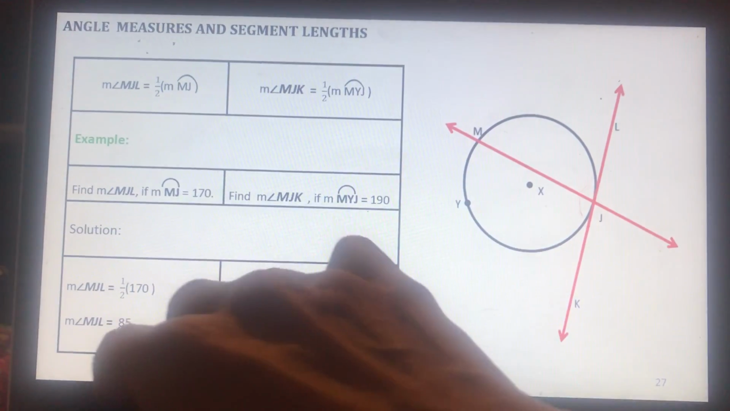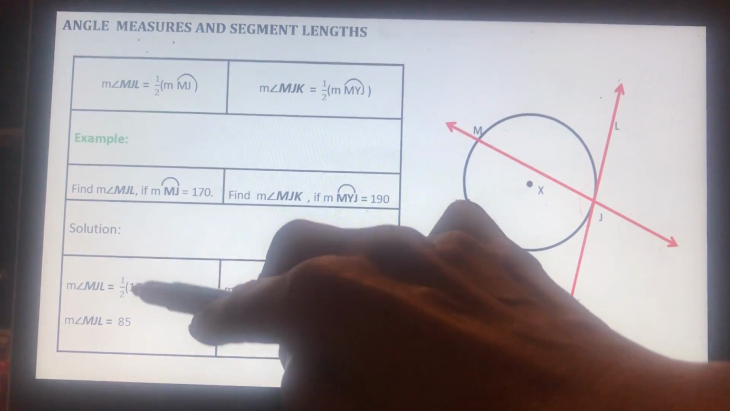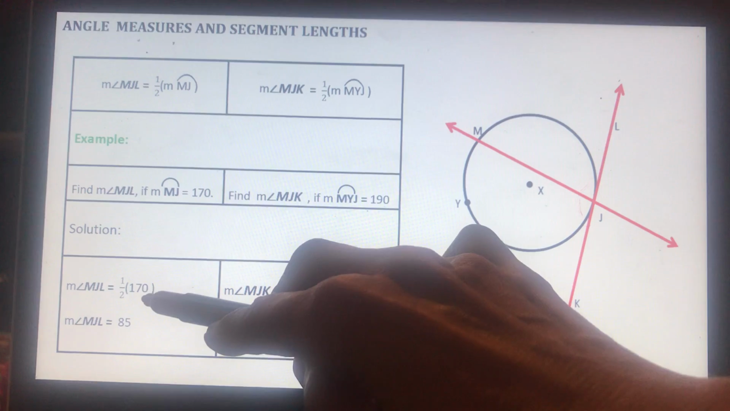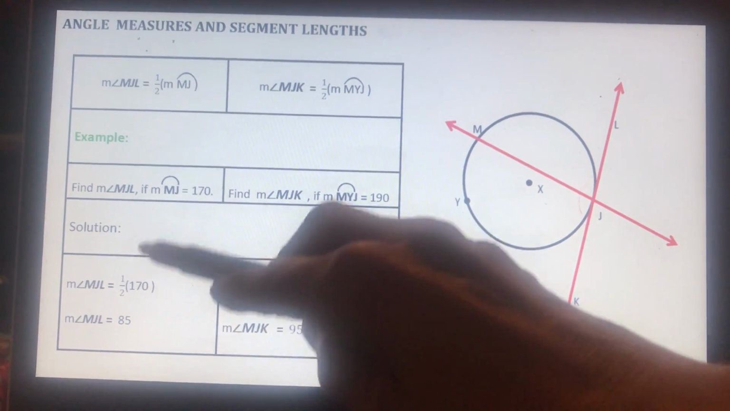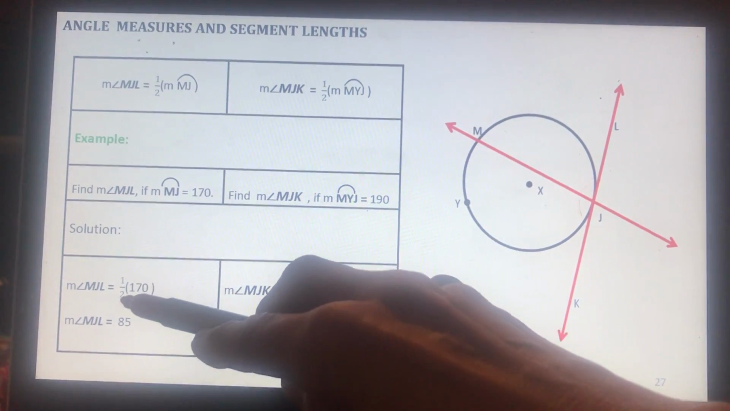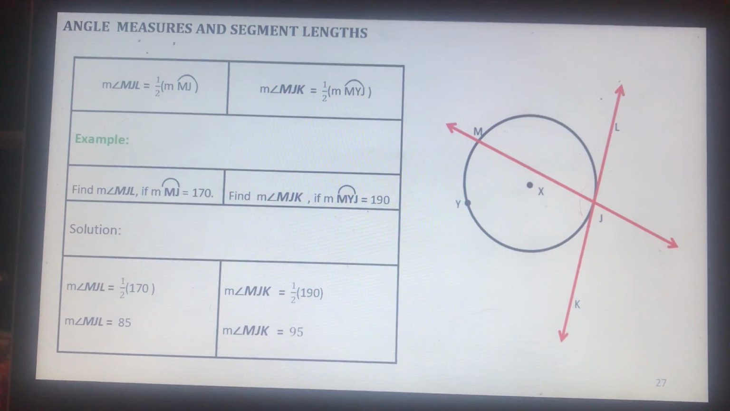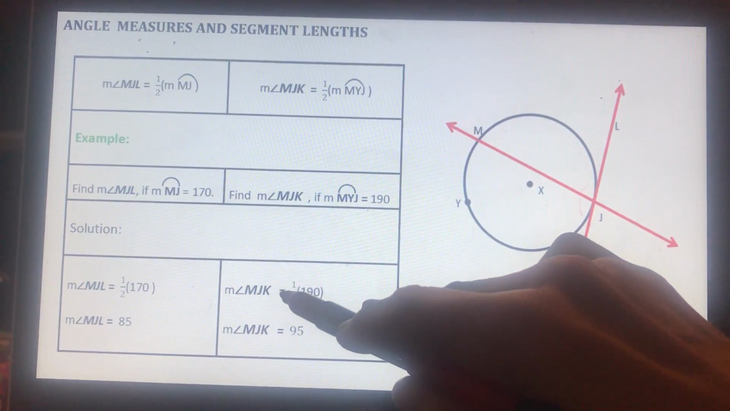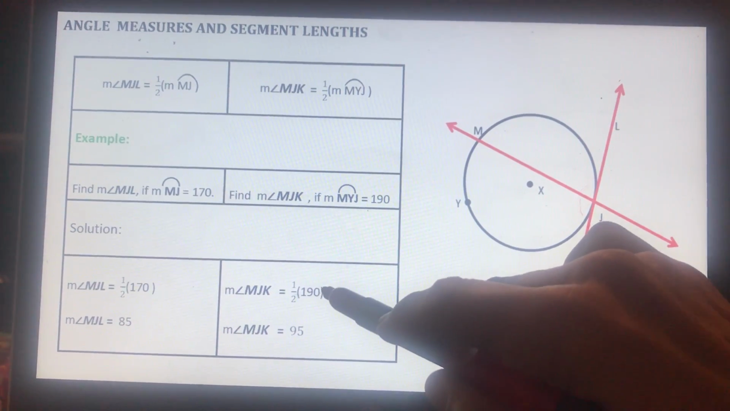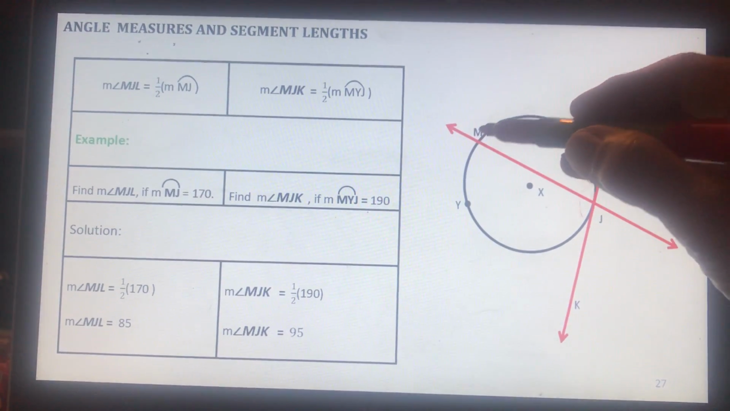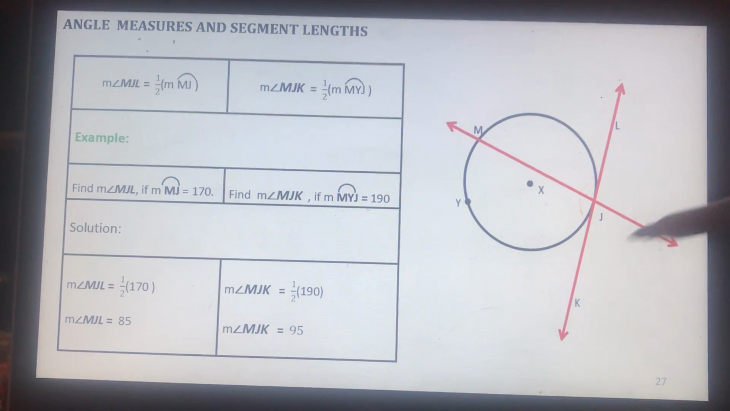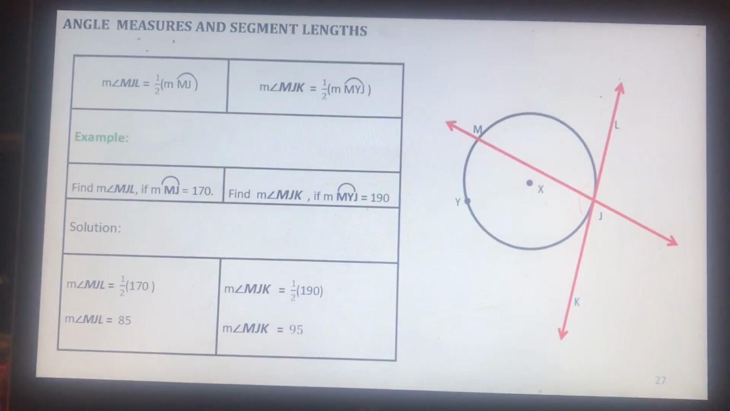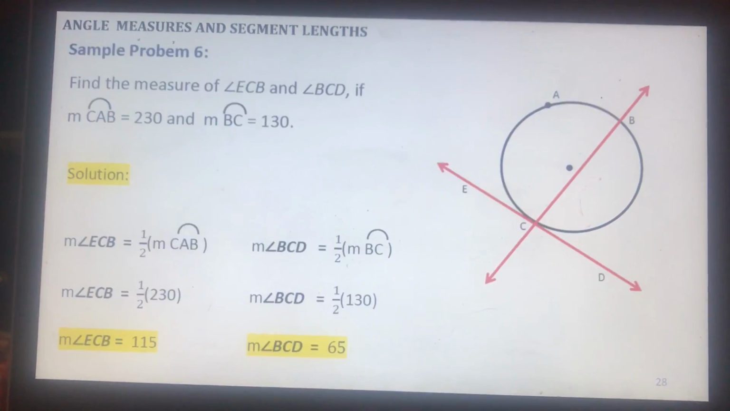In order to find the measure of angle MJL, we would just use our equation, which is 1/2 of the intercepted arc, substitute the measure of arc MJ for 170, and half of 170 would be 85. We would do the same thing to find the measure of MJK, which is 1/2 times 190, which represents the arc angle MJK is intercepting. So 1/2 times 190 would be equal to 95 degrees.